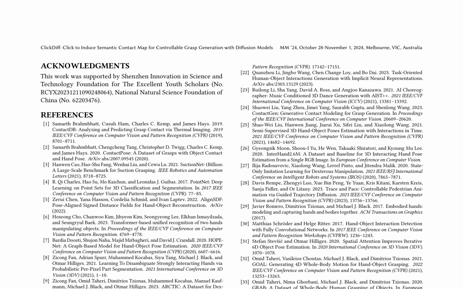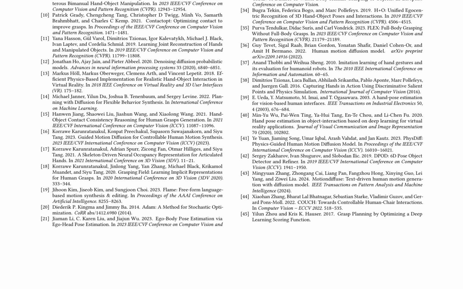The model is trained on a dataset of hand-object interactions and evaluated through various experiments, demonstrating its effectiveness in predicting and controlling grasp contacts. The ClickDiff model builds upon previous research in hand-object pose estimation, motion synthesis, and grasp generation, and highlights the importance of datasets such as ContactDB, HO3D, and Arctic for training and evaluating models. The Semantic Contact Map, a crucial component of ClickDiff, represents the interaction between hands and objects in 3D space, enabling the understanding and prediction of human-object interaction.